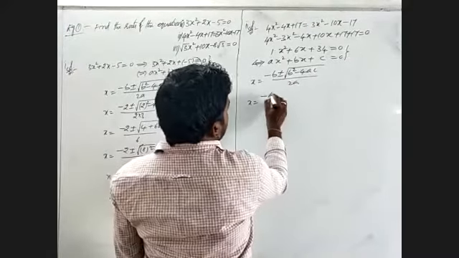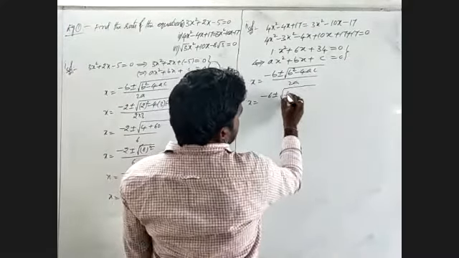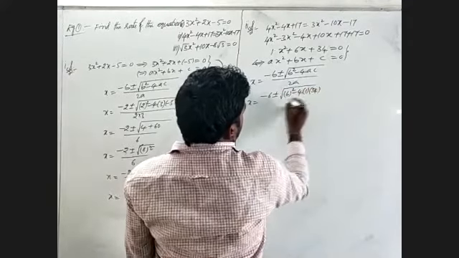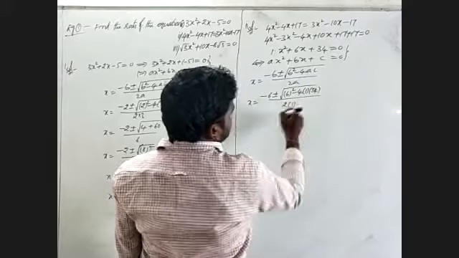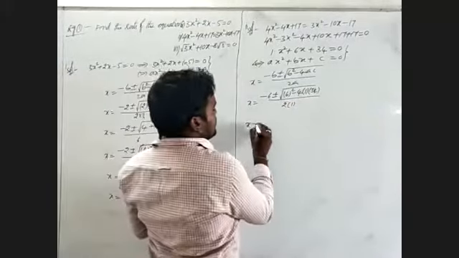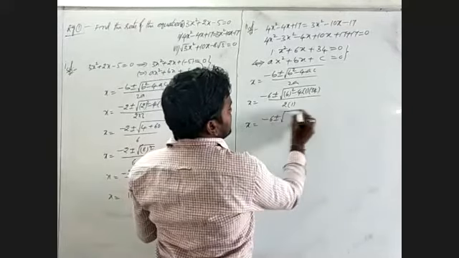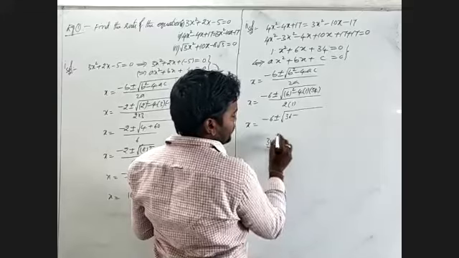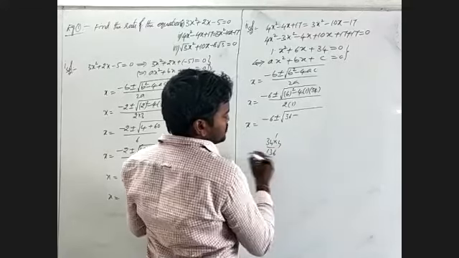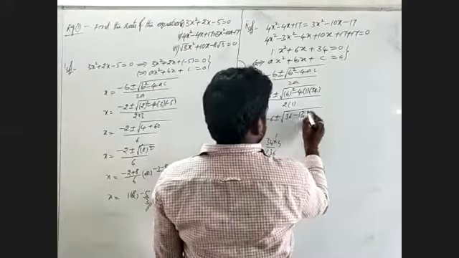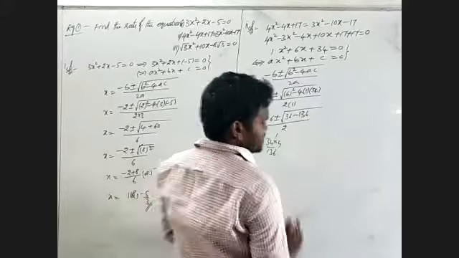That is x = (-6 ± √(6² - 4 × 1 × 34)) / (2 × 1). The denominator is 2 into 1. That means x = (-6 ± √(36 - 136)) / 2, where 4 × 34 is 136. I will write -6 ± √(-100), by the denominator 2.